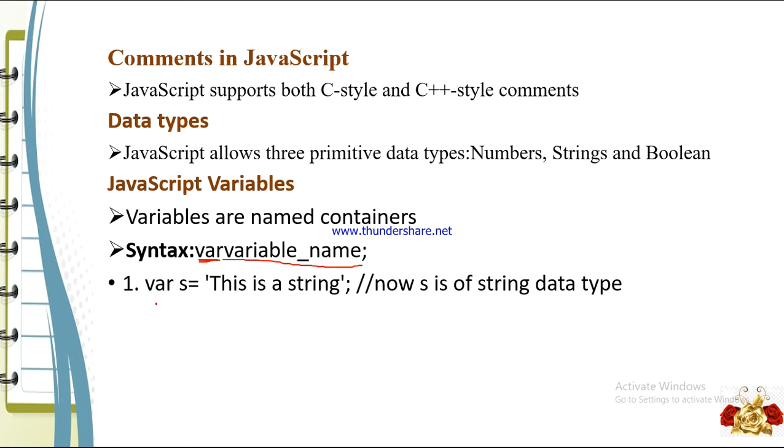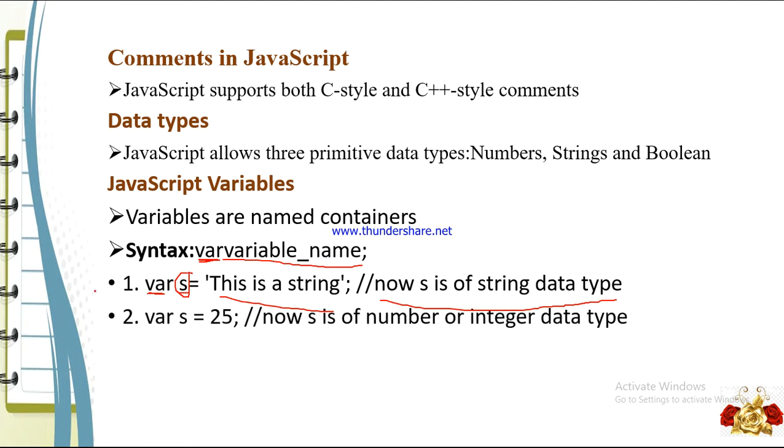So some examples of variables. For example, var s equals, where var is a keyword, as already told. This is a string. s is a variable name. Now s is a string data type. Next, the second example: where x equals 25. Now it is a number or integer. So now it is acting as a number or integer data type.